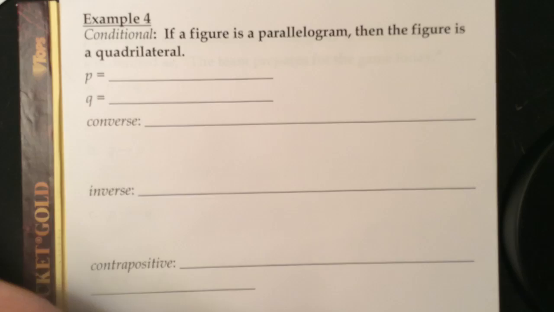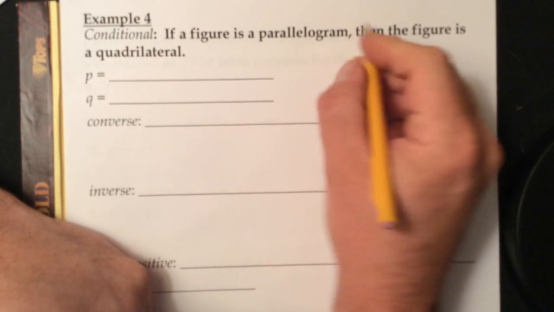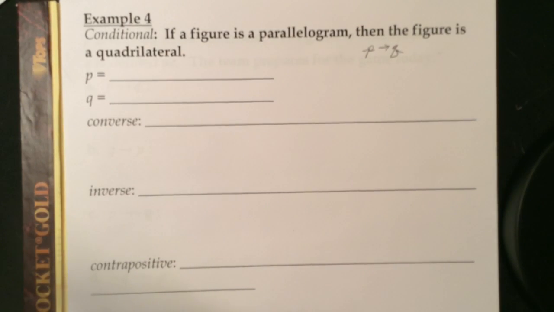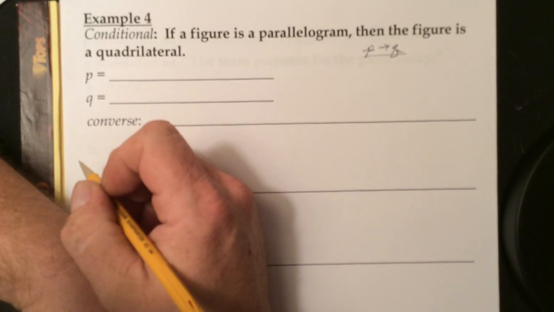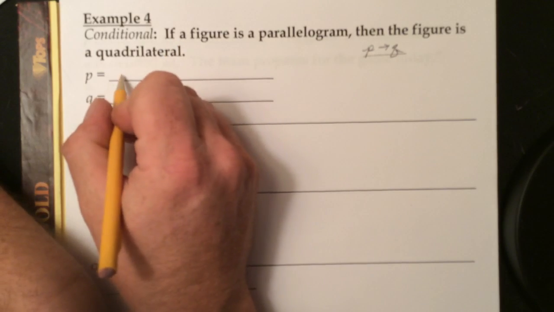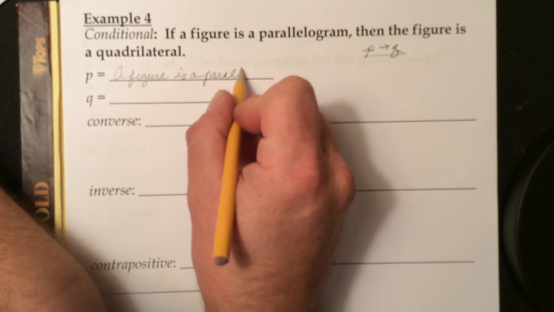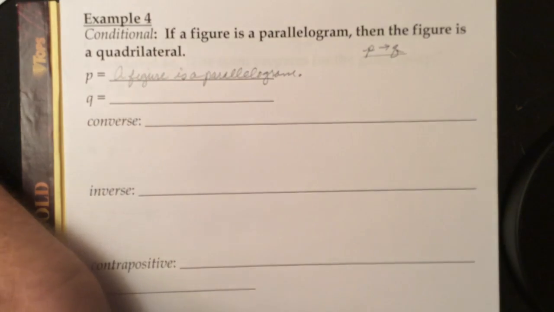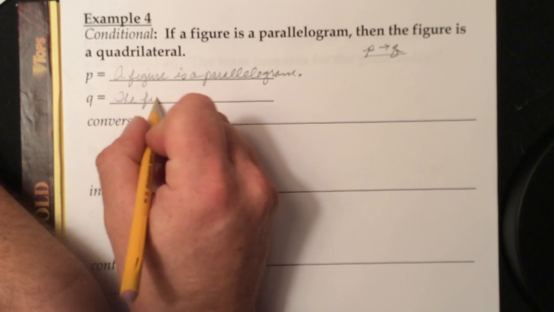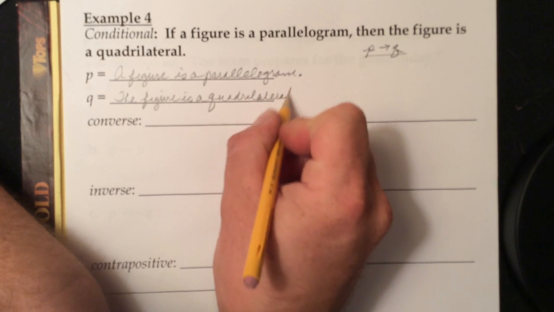Let's go ahead and start by identifying the hypothesis and conclusion of this conditional statement right here. Now remember, this is the conditional statement they gave to us. I'm just going to go ahead and write if P then Q, so we can at least have logic symbols going with it too. The phrase after the word if is a figure is a parallelogram. So this is the hypothesis. A figure is a parallelogram. Period. Then after the word then, the figure is a quadrilateral. That's our conclusion. The figure is a quadrilateral. Period.